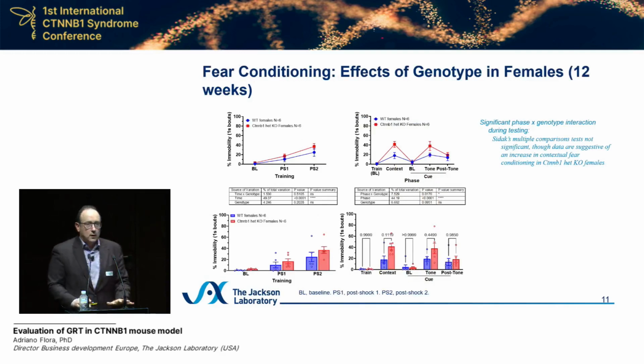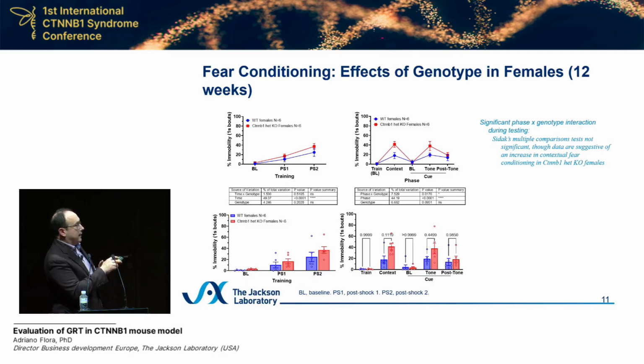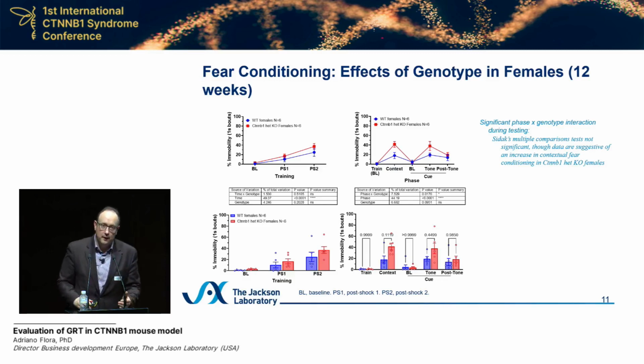The results were quite interesting. Again, I'm showing first the females and then the males in this case. You see that both the mutant and the wild type did learn fear conditioning. That's the baseline. Then after the first shock, they start freezing more. After the second shock, they start freezing. And this increase is what you normally see in fear conditioning, because the mouse is learning what's coming.